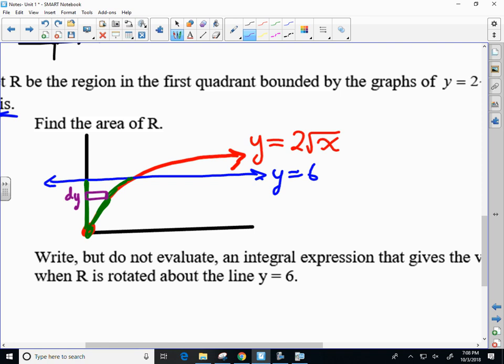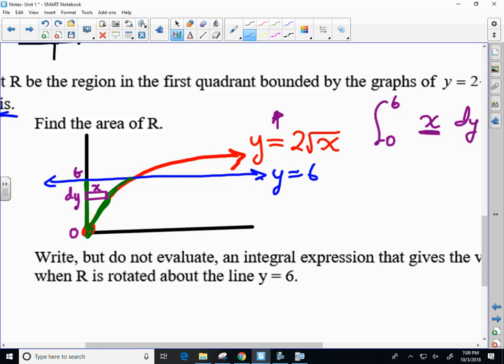Because with a single integral, I can get from 0 to 6, and I'm only bounded by whatever this x distance is, dy. All right, so I just got to figure out what this x is. That's coming from this guy. So I need to solve for x.